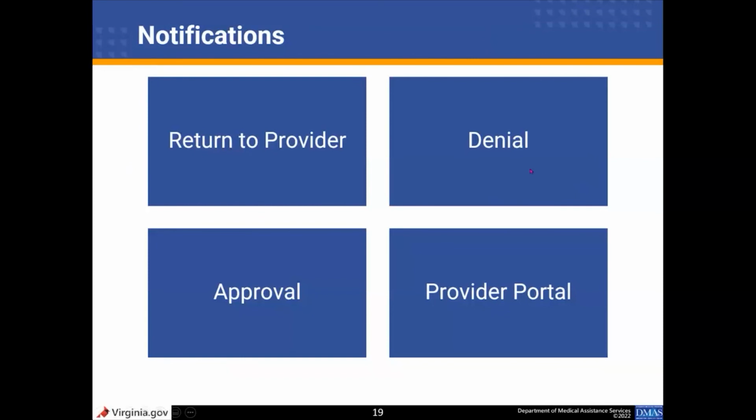We have here our denial notification. So if your application is denied, you will receive a notification with reasons that your application was denied. You are not enrolled in the Virginia Medicaid program. Now, if you're able to address the denial reasons, you may submit a new enrollment application. You may receive an approval notification.